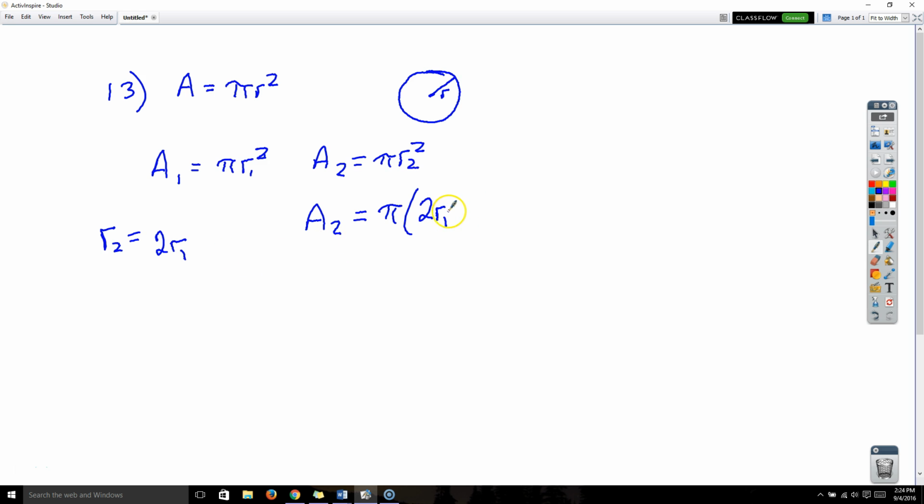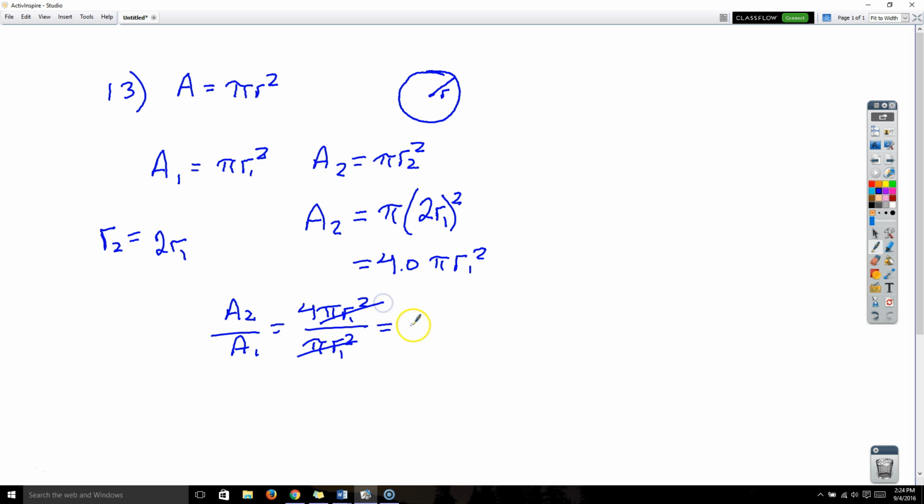And now that we've got 2 times R1, we're going to square that, and now we've got 4 times pi times R1 squared. To form our proportion, we'll just say A2 over A1 is equal to 4 pi R1 squared all over pi times R1 squared. And that, when you're done, if you just cross these off, since they're the same, we end up with a value of 4. So the cross-sectional area of the artery does increase by a factor of 4.